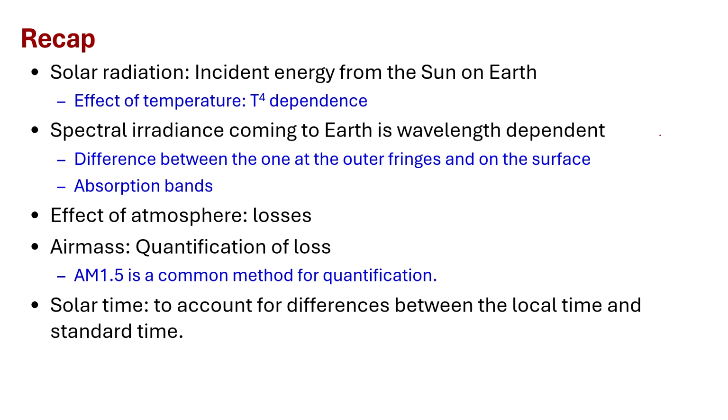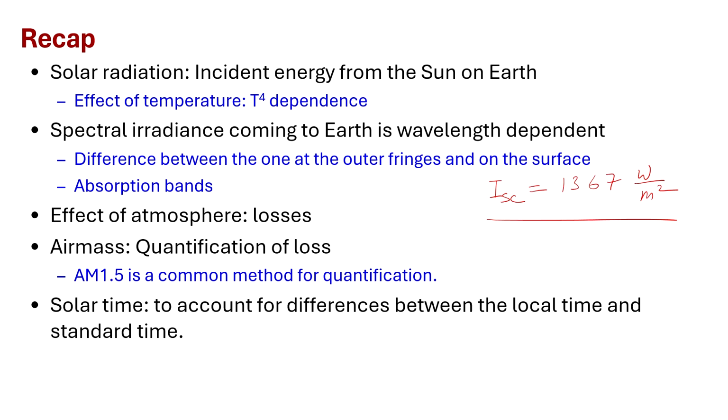The solar constant that we saw at the outer surface is 1367 watts per meter square. That is the value of extraterrestrial radiation that we receive on the outer surface, and this goes down in value as we receive it on the surface because of atmospheric losses.